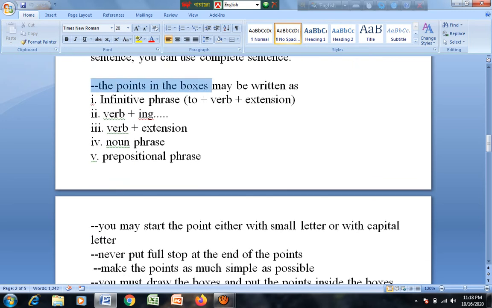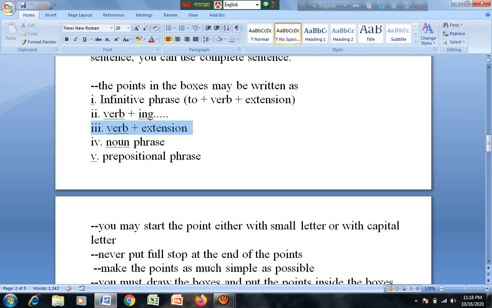Then you may write the points following the patterns I am going to show you. You may write the points in infinitive phrase, that means you may start the point with to plus base form of verb and then extension. This is a system of writing flowchart. Then you may write the points in the present participle form or in the gerund form. That means verb plus ing and then other words related to the point.